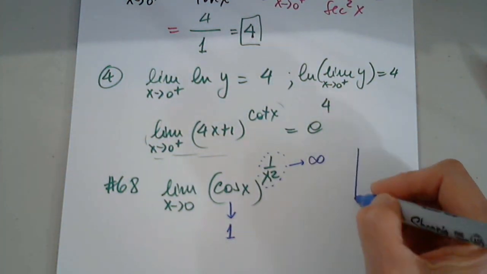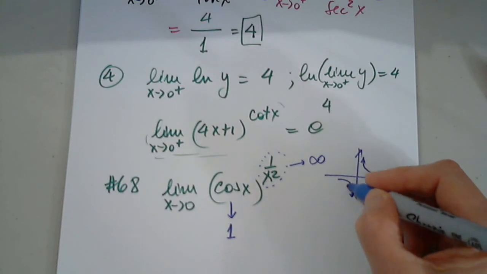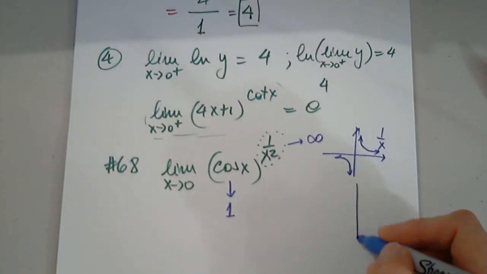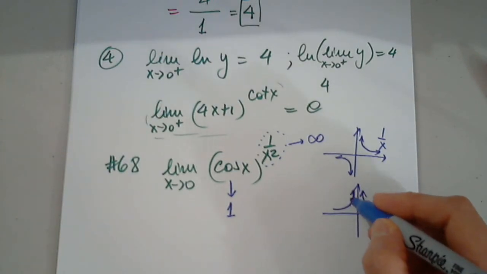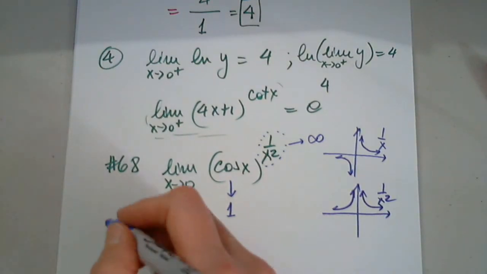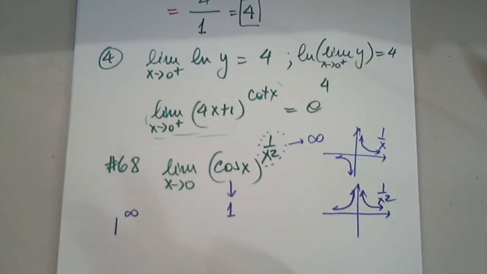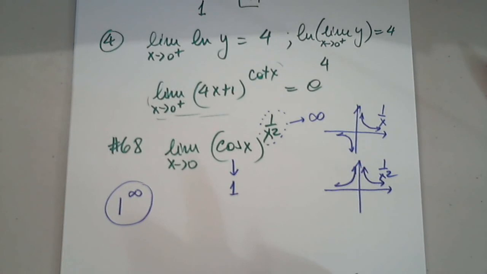Exactly. Because the graph of 1 over x is this, but the graph of 1 over x squared is this. Absolutely. So now we have a different case. All the other ones, I thought we're gonna get 0 to infinity or something, but I didn't hit it. So we can do another, that's fine.